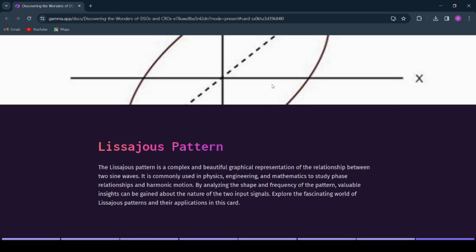The Lissajous pattern is a complex and beautiful graphical representation of the relationship between two sine waves. It is commonly used in physics, engineering, and mathematics to study phase relationships and harmonic motion. By analyzing the shape and frequency of the pattern, valuable insights can be gained about the nature of the two input signals. Now, if we talk more about the Lissajous pattern, I have attached a video which shows certain Lissajous patterns which we have obtained in the lab.